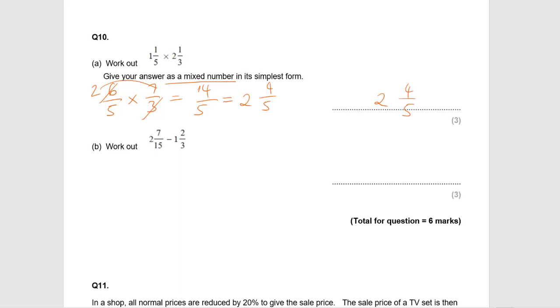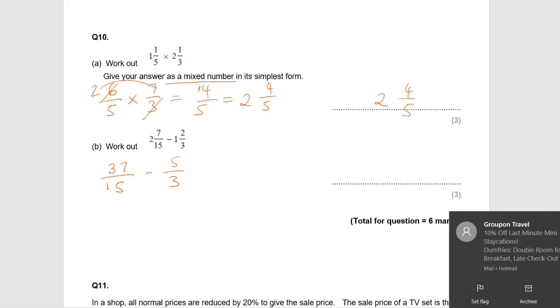Next, subtracting fractions, mixed numbers again. 2 ways to do it. You can change them into improper fractions, or you can just take away the whole numbers and do it that way. I'll change it into improper fractions. 15 times 2 is 30, add 7 is 37 over 15. Take away 3 times 1 is 3, add 2 is 5, 5 over 3. We can see we can change this fraction into a common denominator.